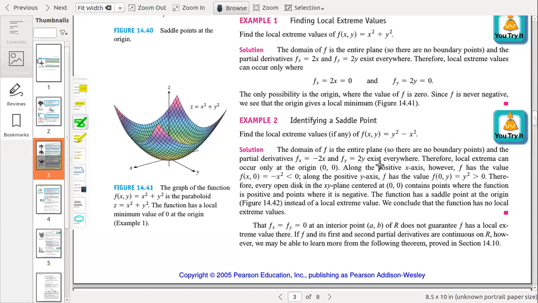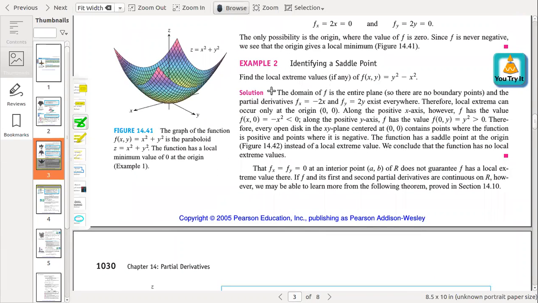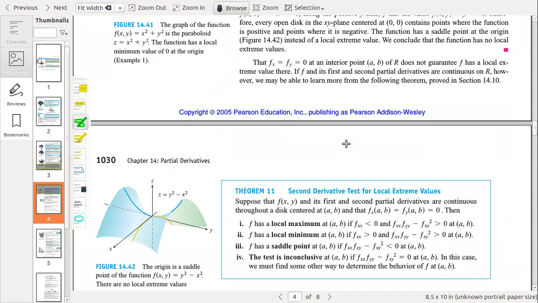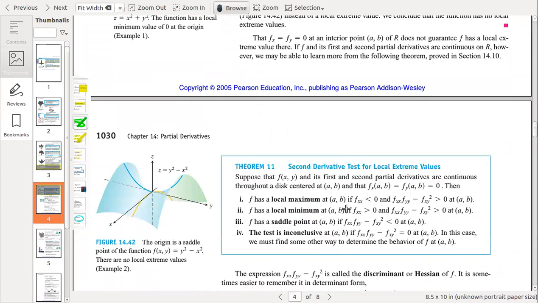To verify whether local extrema exist, we must set the partial f over partial x equal to 0. That implies −2x = 0, and x = 0. So it's a very simple test. You have to calculate the partial f over partial x and partial f over partial y, and we will be able to find the solution, whether the extrema exist or not.